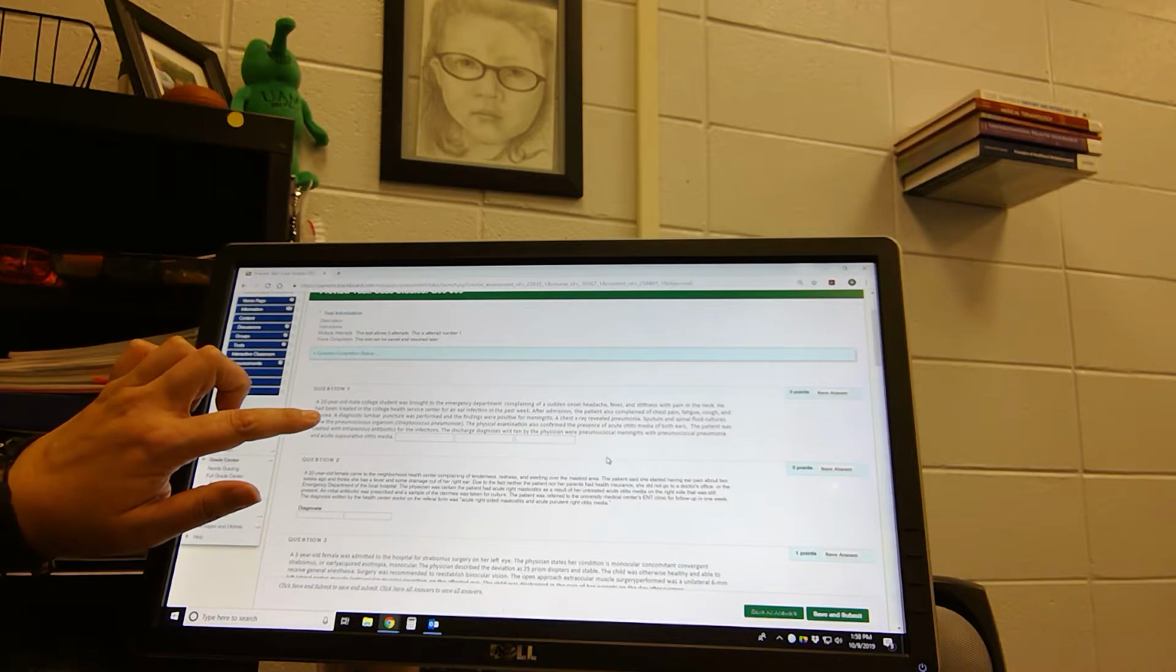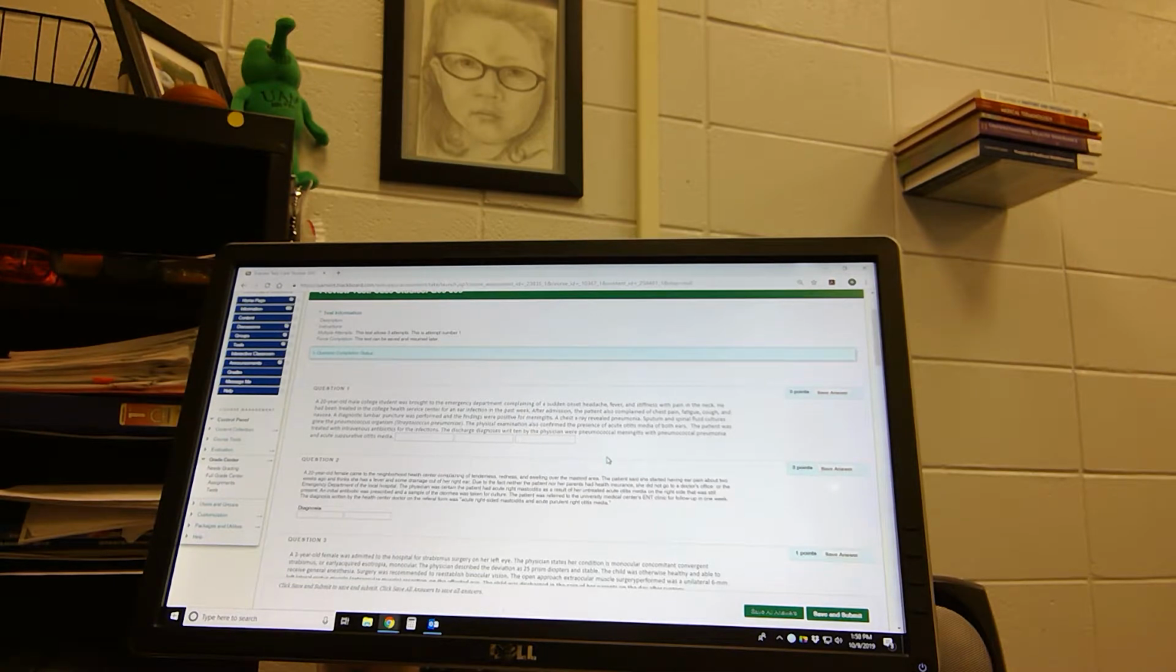So a 20-year-old male college student was brought to the emergency department complaining of a sudden onset headache, fever, and stiffness with pain in the neck. He had been treated in the College Health Service Center for an ear infection in the past week. After admission, the patient also complained of chest pain, fatigue, cough, and nausea. A diagnostic lumbar puncture was performed, and the findings were positive for meningitis. A chest x-ray revealed pneumonia.